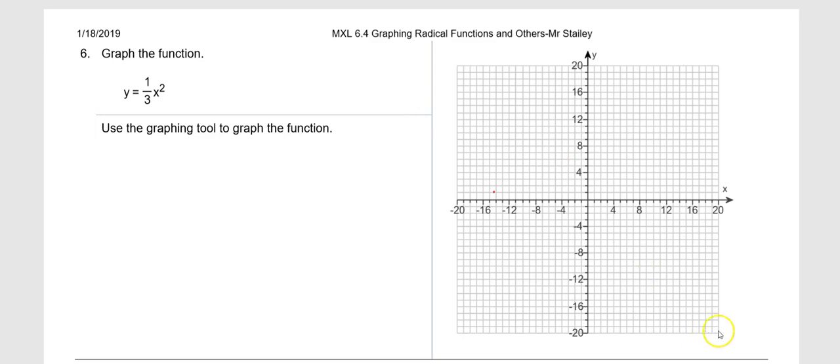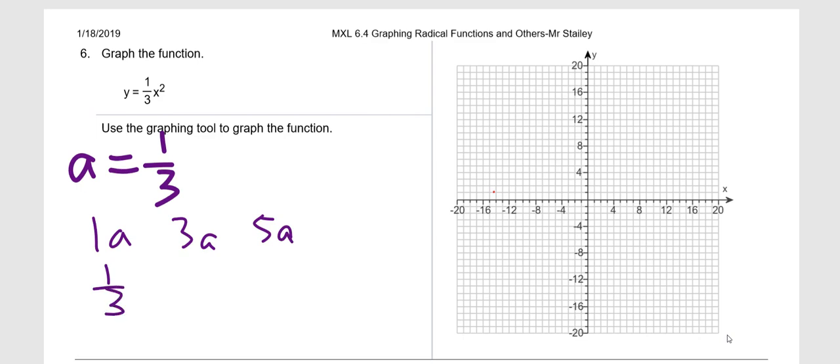Okay. Let's go back to the notes. Now, what's the value of A in this case? A is equal to 1/3. So if we've got the 1A and the 3A and the 5A, that would be 1/3, and then what's 3 times 1/3? 3/3! Now you and I both know what that is, right? That's 1. And the last one, 5/3.